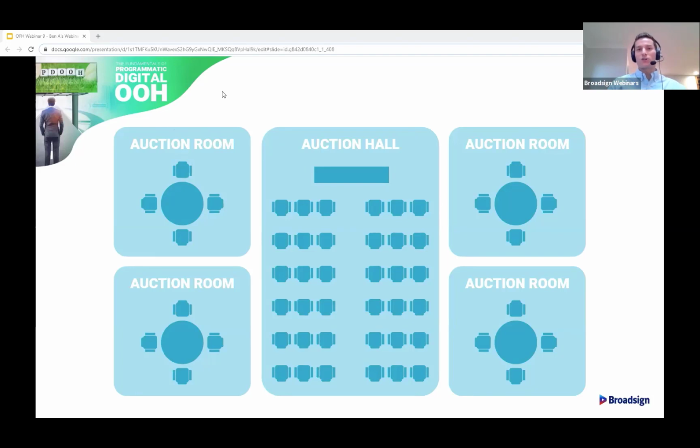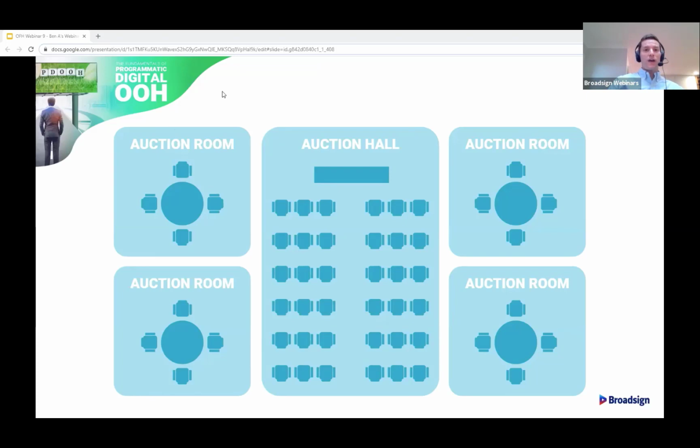Let's say you're a fanatic art collector. You're a regular at these auctions and you buy plenty of paintings. You might say to the auctioneer, look, I'm one of your best customers. Before you auction any new paintings off in the auction hall, I'd like to have a look at them first. So before taking the painting to the auction hall, the auctioneer takes it to the much quieter, much more private auction room where our fanatic art collector is waiting. In programmatic speak, this would be referred to as a first look deal.